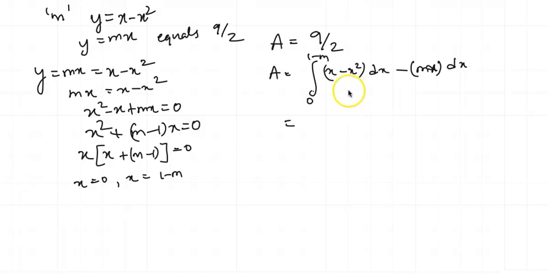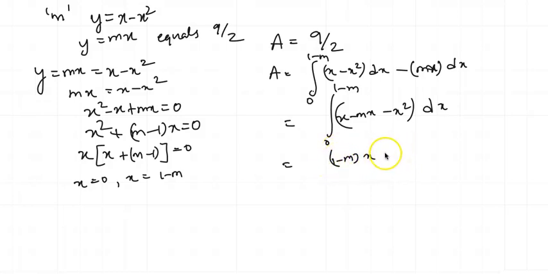So solving this, integral 0 to 1 minus m of x minus (mx minus x square) dx, which equals integral 0 to 1 minus m of (1 minus m) into x dx minus integral x square dx from 0 to 1 minus m.